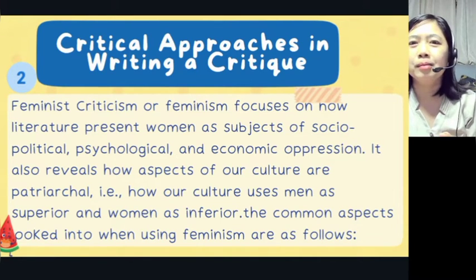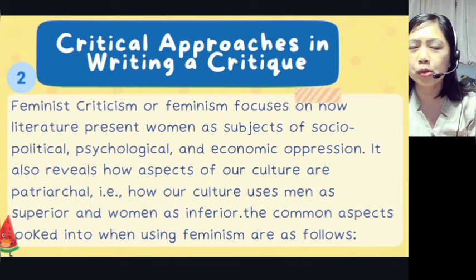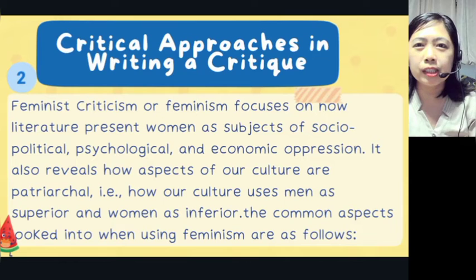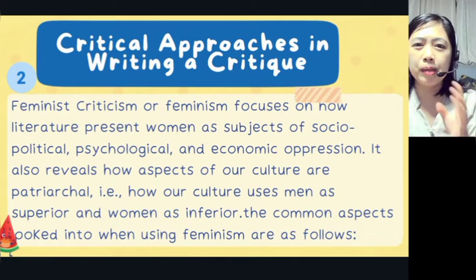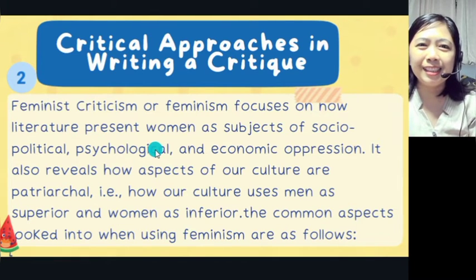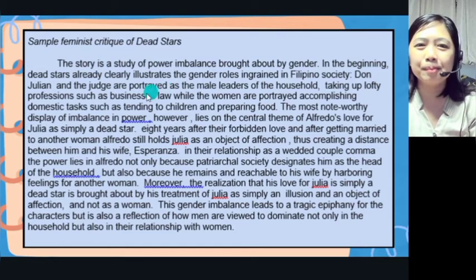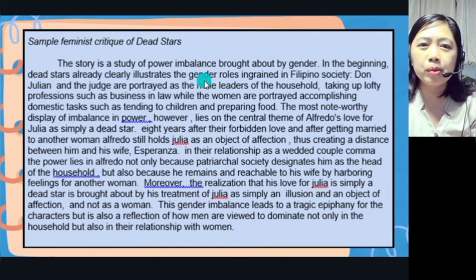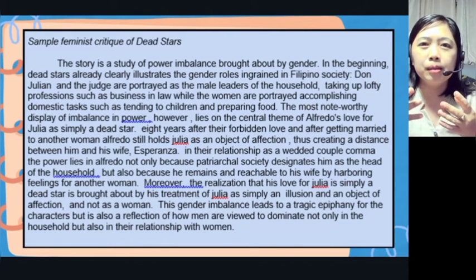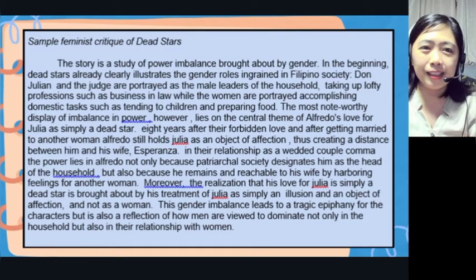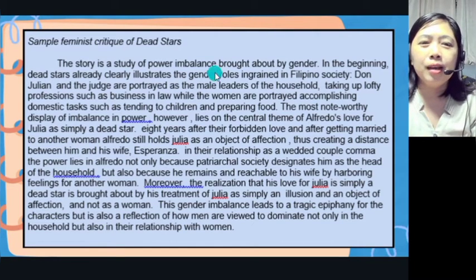Okay, so feminist. Okay, maggamit ko sa feminist approach kay murag visible kaayo ni siya sa kaning material nga akong gibasa karon. Okay, yes, and how women are socially, politically, and economically raised by the patriarch. Okay, so yeah, let's have the example here for the feminist. The story is a study of power, again this is still from the material Dead Stars. Okay, so it is now used as for the feminist critique. The story is a study of power imbalance brought about by gender.